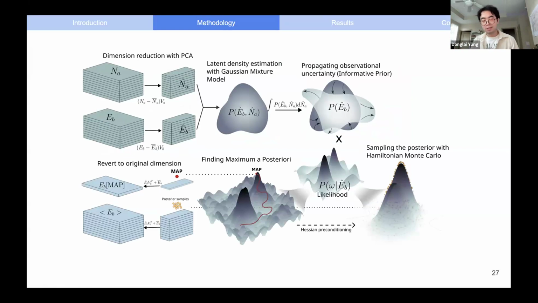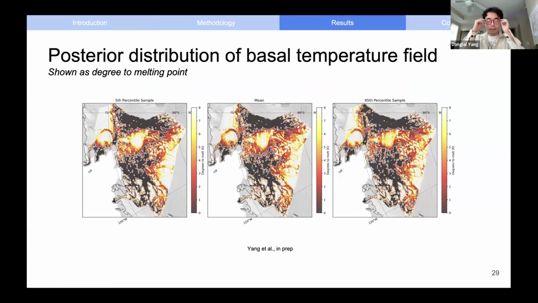In fact, it's really where the computational heavy lifting is for this project, but I'm just going to focus on the end result, and in this case, the posterior ensemble. So this plot shows you 3 snapshots or 3 samples from the posterior distributions. On the left, you have the 5 percentile samples. In the middle, you have the mean from the distribution. On the right, you have the 95 percentile. So this encloses the majority of the posterior density mass.